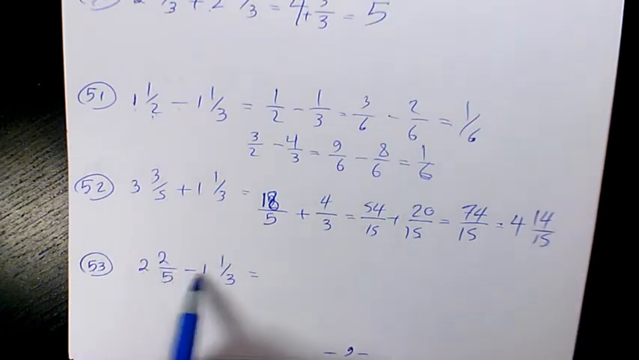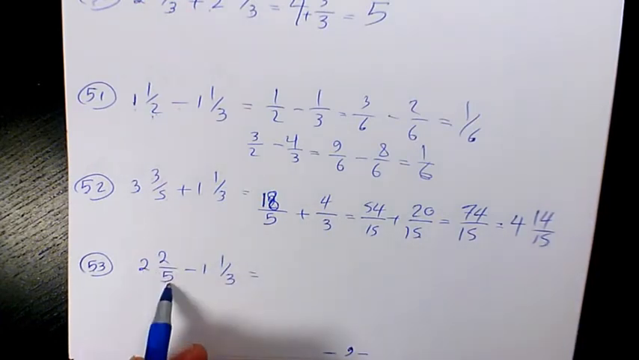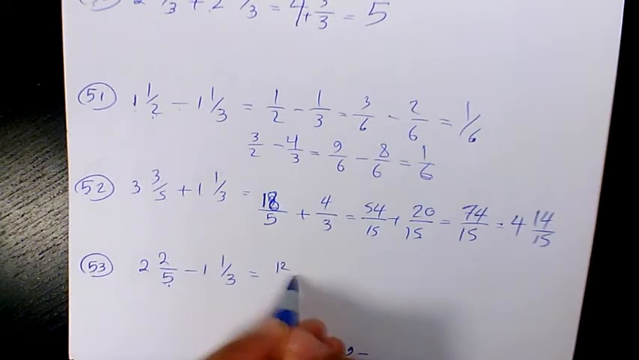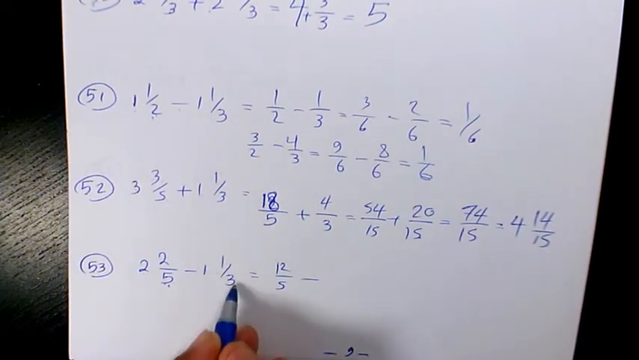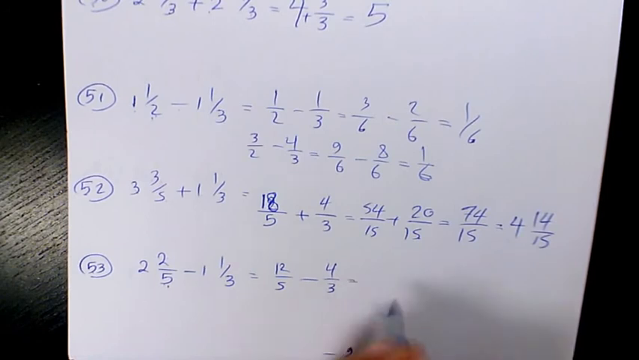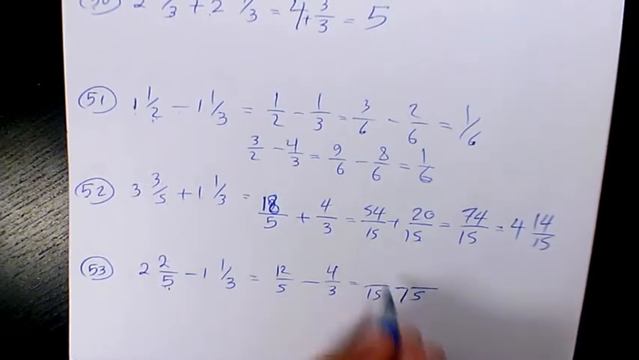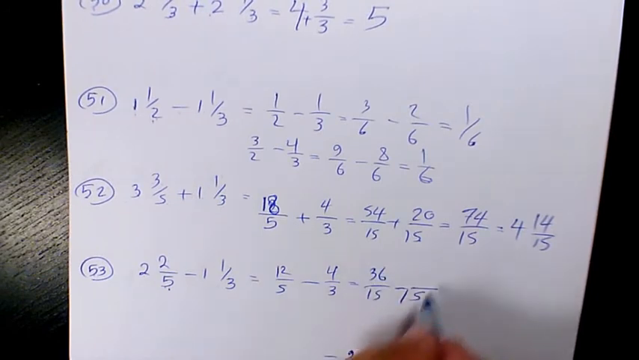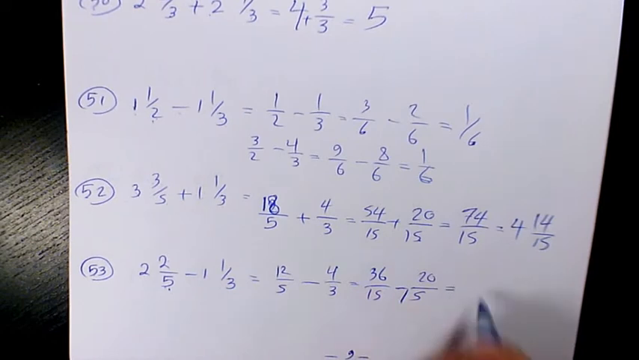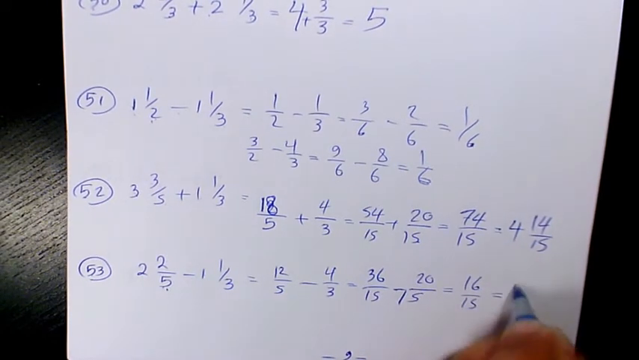2 over 5 minus 1 over 3 is going to be 2 times 5, 10, plus 2 is going to be 12 over 5 minus 1 times 3 plus 1 is going to be 4 over 3. 15, 15. 36, 15, 20. It's going to be 16 over 15 or 1 over 15.